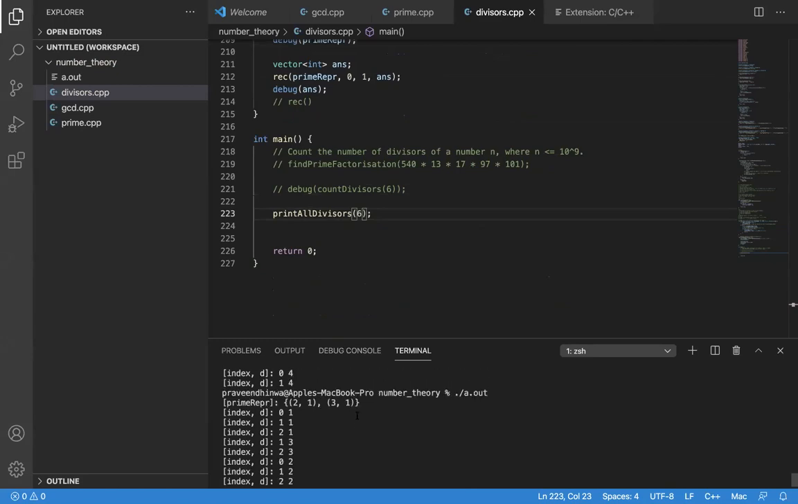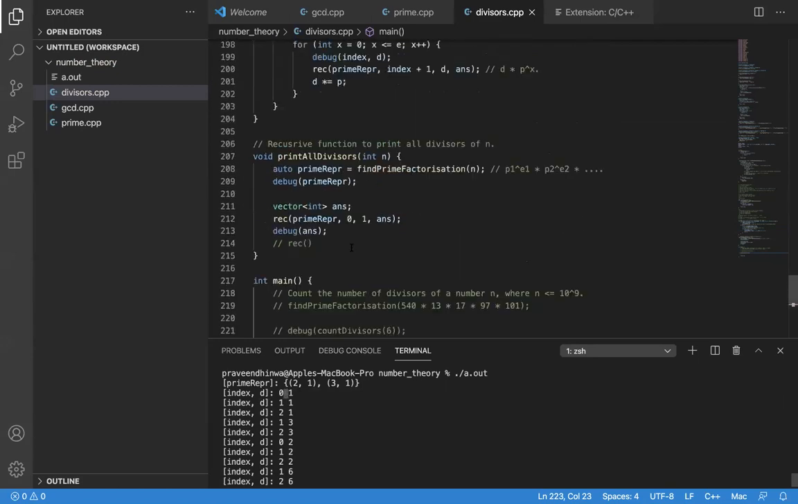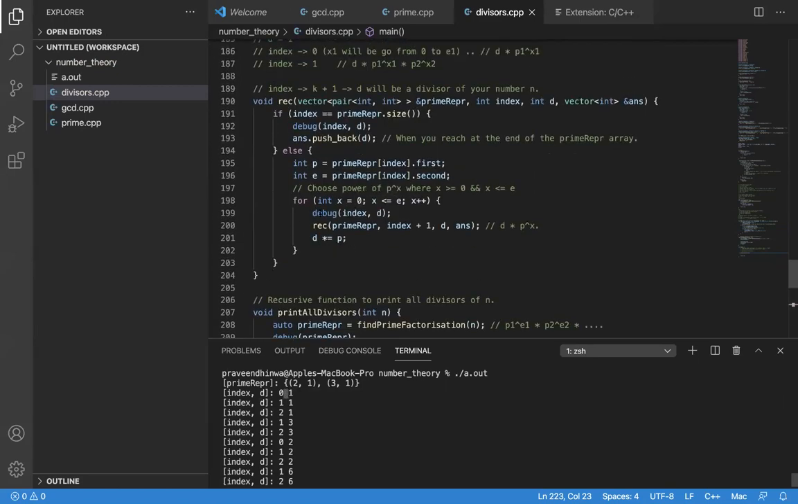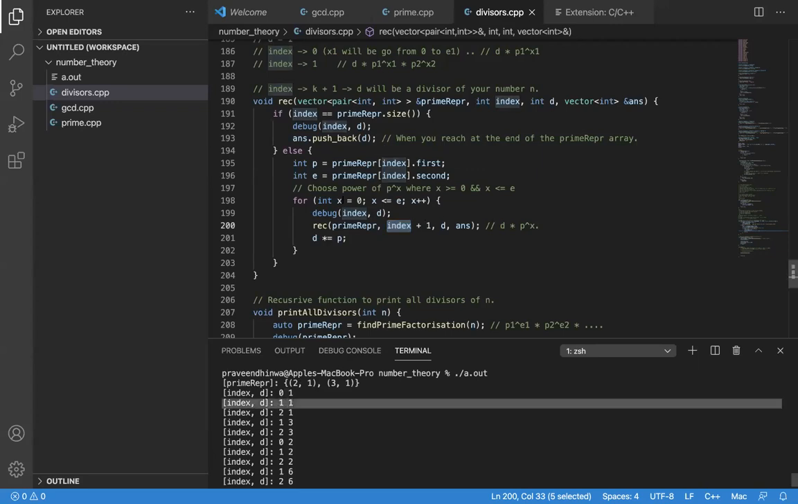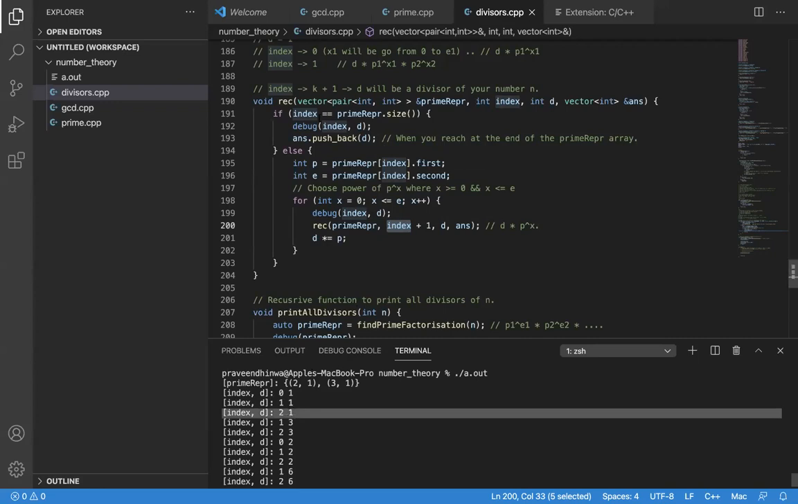For 6, what is happening? You started with i equal to 0, d was 1. So you are printing here i equal to 0, d is 1. Then you call this function with index plus 1. So index will become 1, and d is 1. Then you come again here, and then again x equal to 0. Index is 2, and d is equal to 1. So 1 is your divisor. At this point, you will insert 1 in your answer.